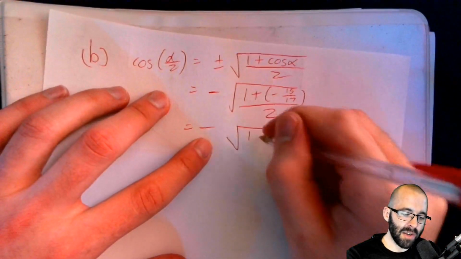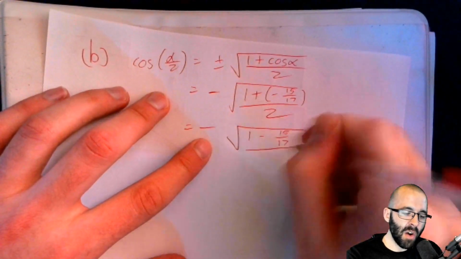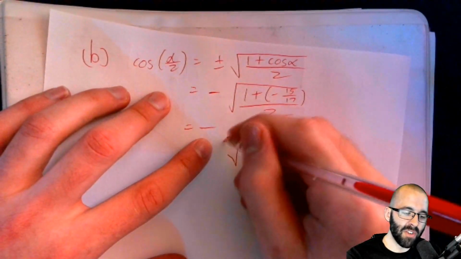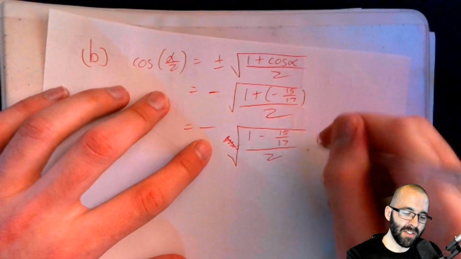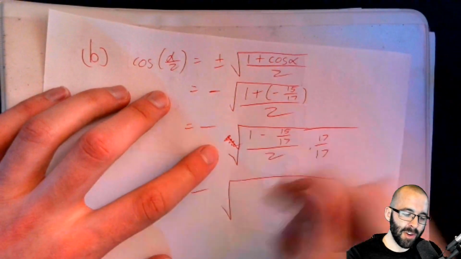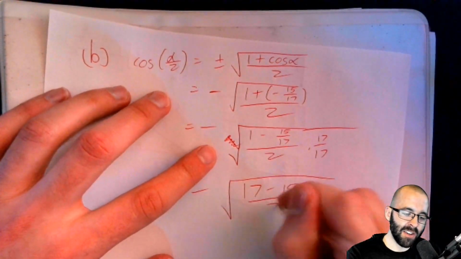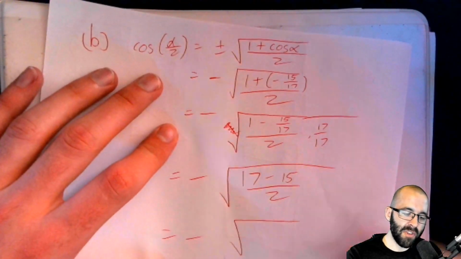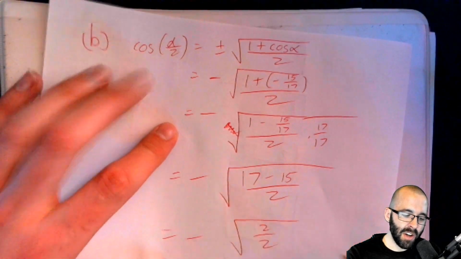Negative square root. This becomes 1 minus 15 over 17. What do we need to do? We need to simplify the complex fraction. So we're going to multiply by 17 over 17. Again, this is boring. We already did this. Distribute. 17 minus 15 over 2. Simplify. 17 minus 15 is 2 over 2.